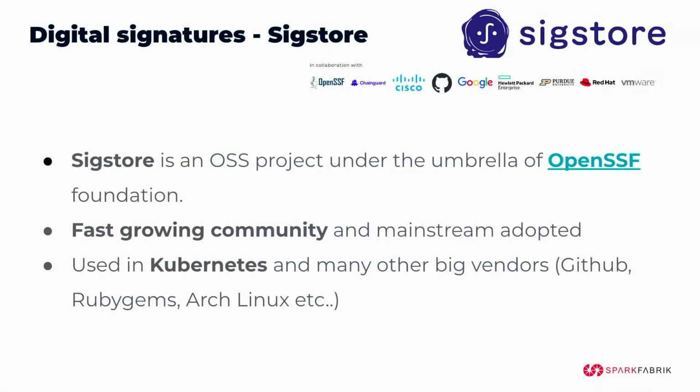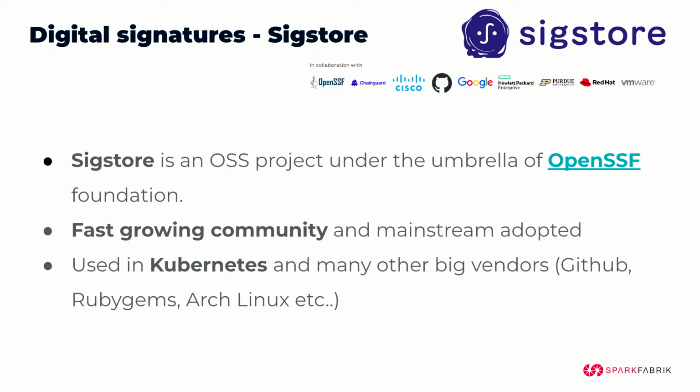However, there is a new project called Sigstore, which is an ecosystem of projects, basically, with the aim to resolve all those issues with digital signatures, and not only that. Sigstore has a very fast-growing community. It's a project sponsored by the OpenSSF Foundation. And the community is growing very fast. It's already mainstream adopted by projects like Kubernetes and many, many other big vendors.